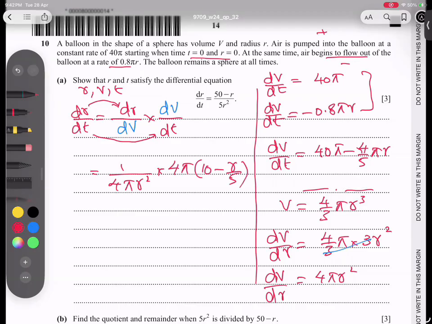Let me recheck once again. 4, yes, correct, 4 and pi. Okay, so students, 4 pi cancel out. So I need to prove what? I need to prove this one.